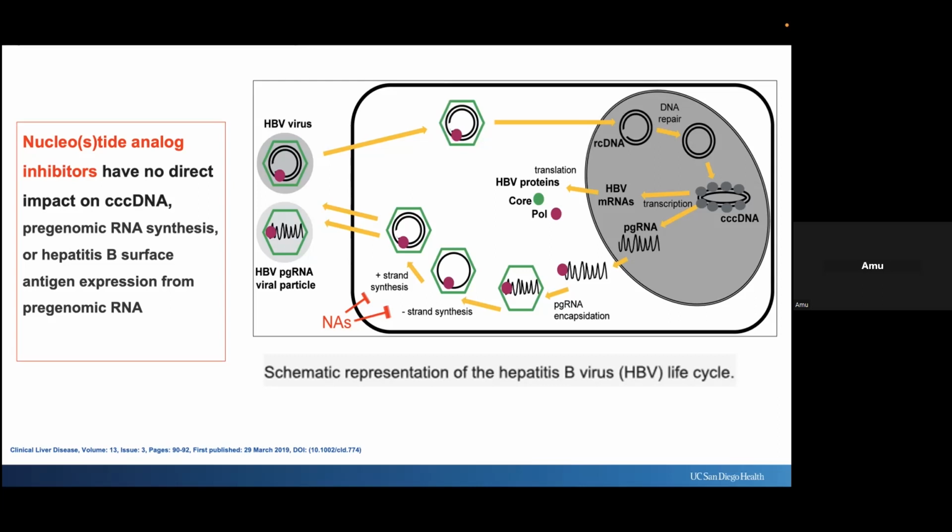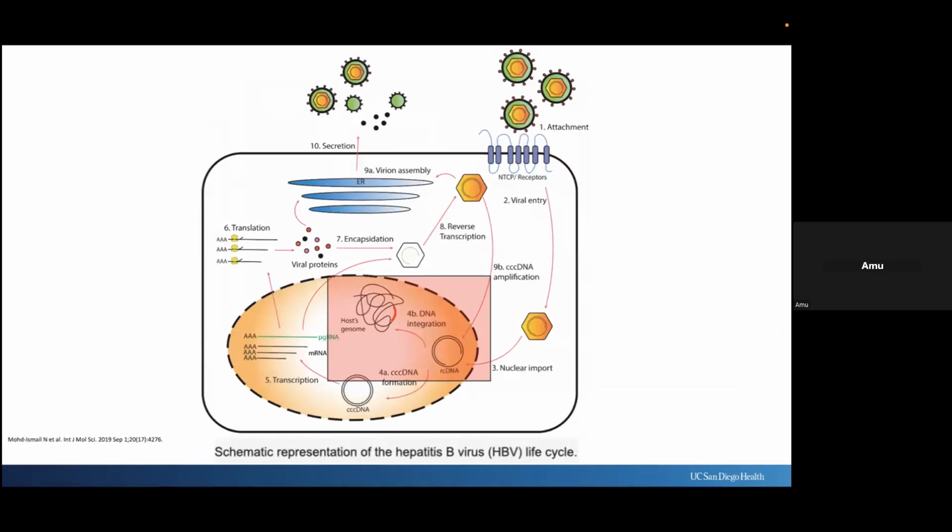Nucleoside and nucleotide analog inhibitors also do not impact hepatitis B surface antigen expression from pregenomic RNA from CCC DNA. Another important source of hepatitis B surface antigen expression outside of CCC DNA is hepatitis B DNA that's integrated into the host genome, which is highlighted in 4B of this diagram. So this is still a source of surface antigen, even if CCC DNA is silenced.